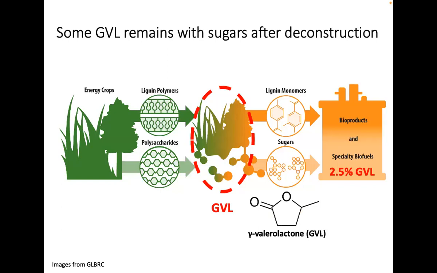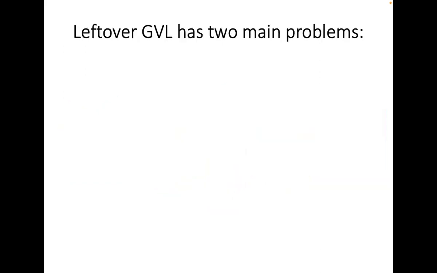GVL is great at doing that, but when we use GVL in this process, we end up with some residual GVL in our mix of sugars. Even though we can recycle a lot of it out, even after that recycling, we can be left with as much as 2.5% GVL by volume in that mix of sugars. And this turns out to be a problem for us.